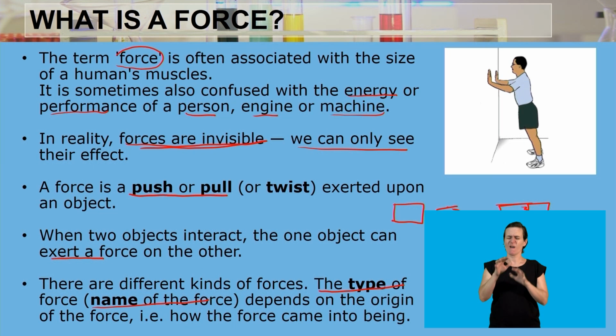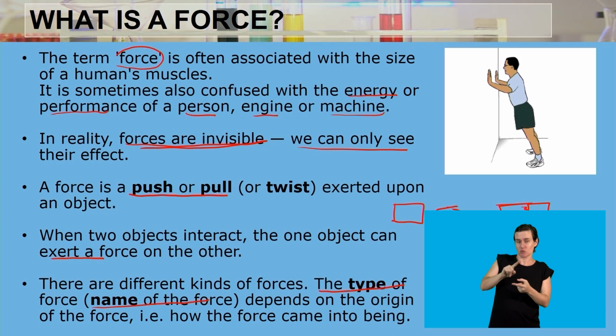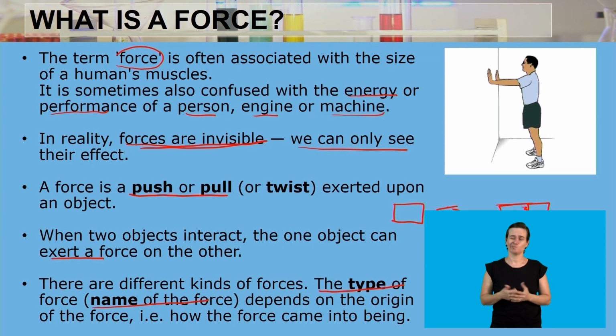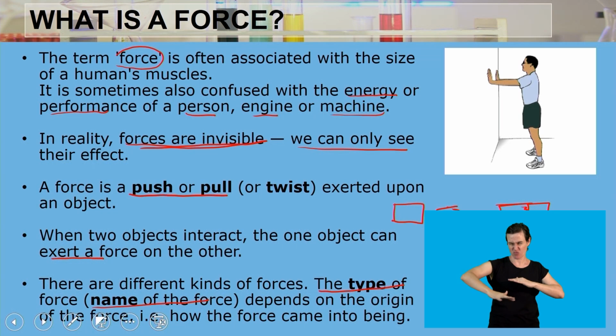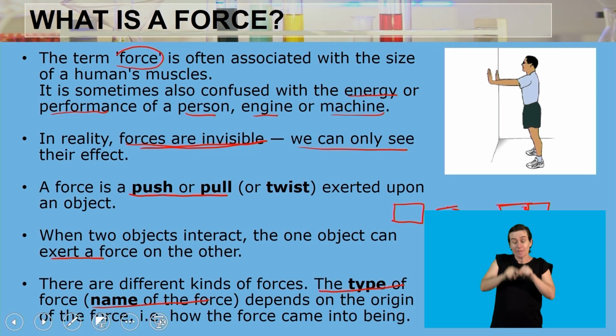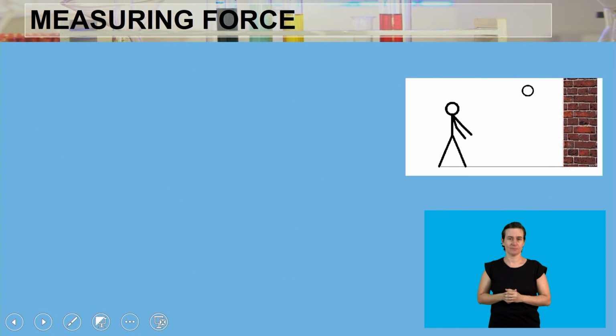There are different kinds of forces, where the type of the force, or the name of the force, depends on the origin of the force. That is, how the force came into being. So if I push a wall, if I apply a force onto the wall, or apply a force onto this block, the name of that force will be an applied force. Now, if I push a block across a surface that is rough, the force that is exerted between the surface and the block is going to be friction. So there's friction between the block and the surface. The name of that force depends on the origin of the force, or how that force came to being.